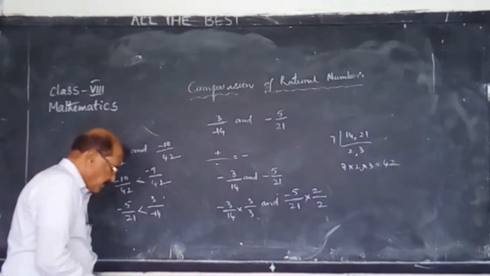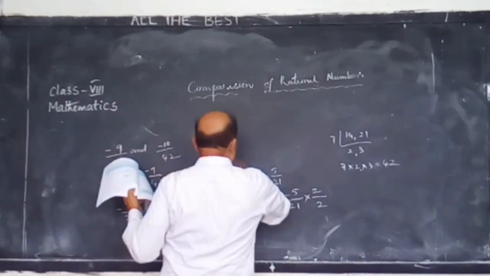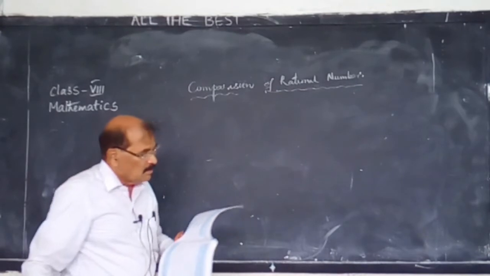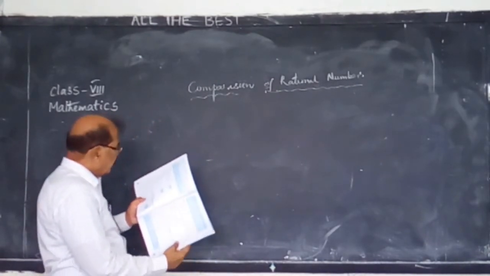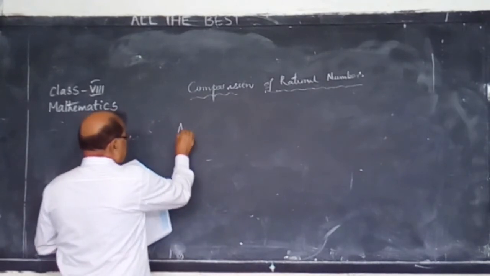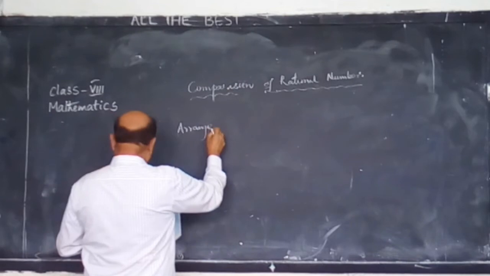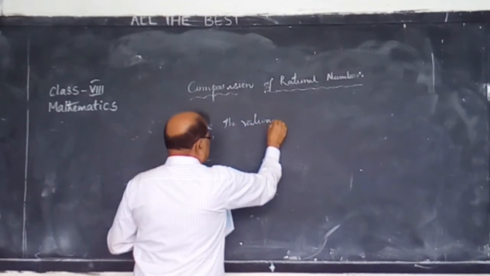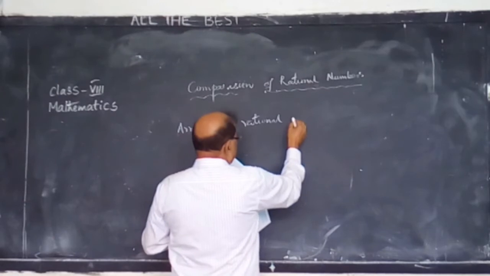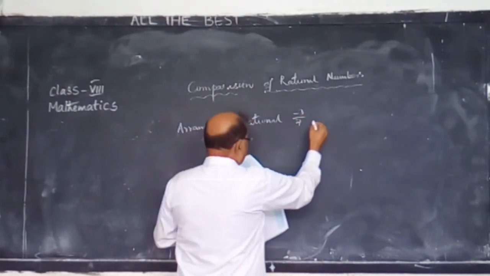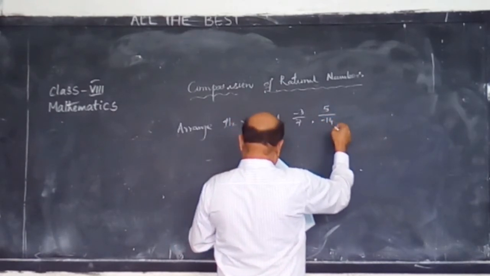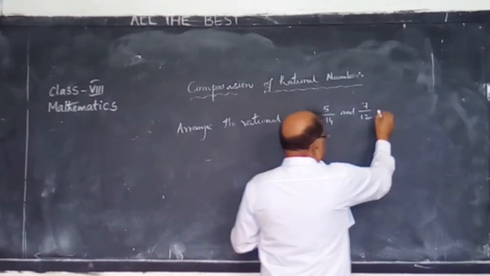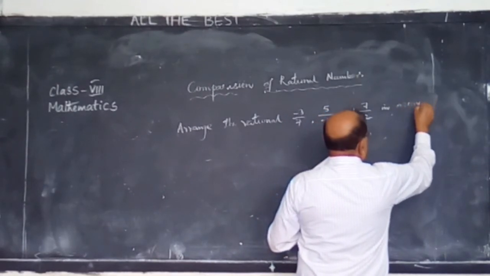Let us take one more example. So here, arrange the rational numbers minus 3 by 7, comma, 5 by minus 14, comma, and 7 by 12 in ascending order.